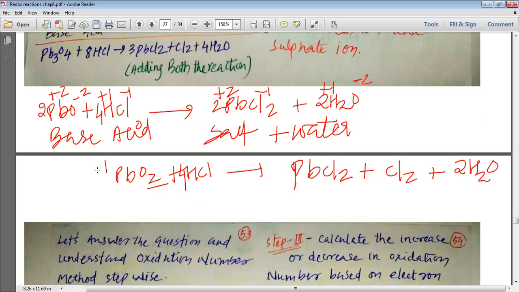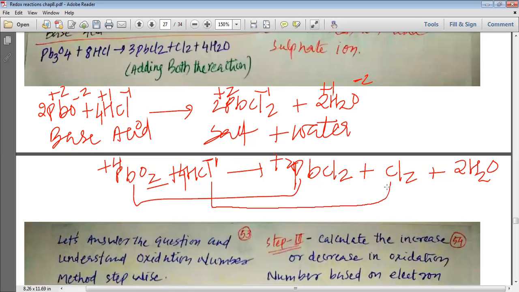So here you can see that Pb goes from plus 4 to plus 2. So there is a reduction, and Cl, which was minus 1, goes to 0. So here it is the oxidation. So the reaction of PbO2 with HCl is actually a redox reaction, whereas the reaction of PbO with HCl is actually an acid-base reaction.